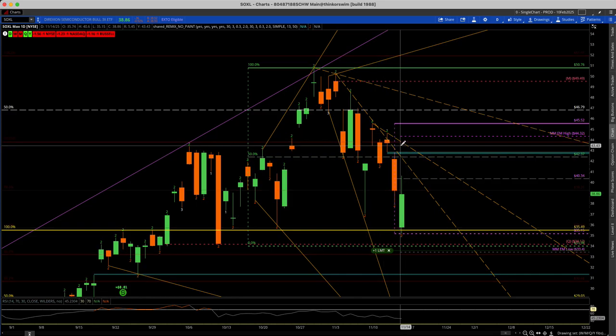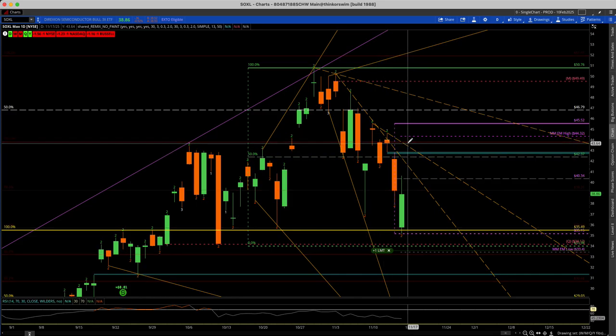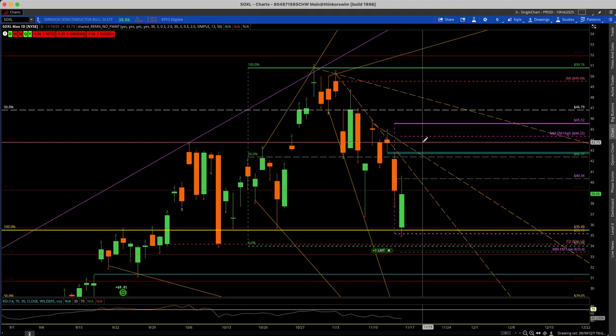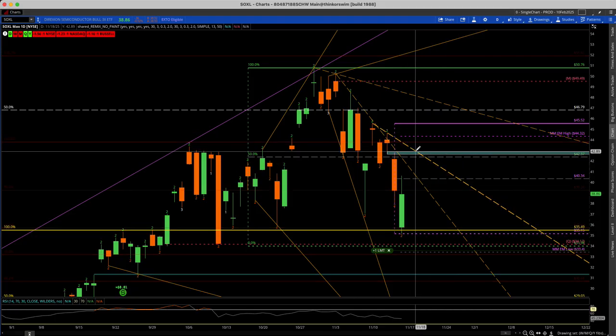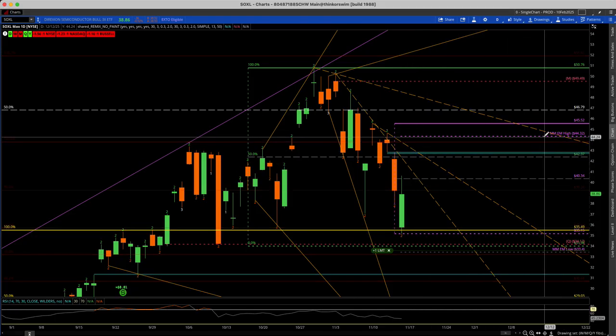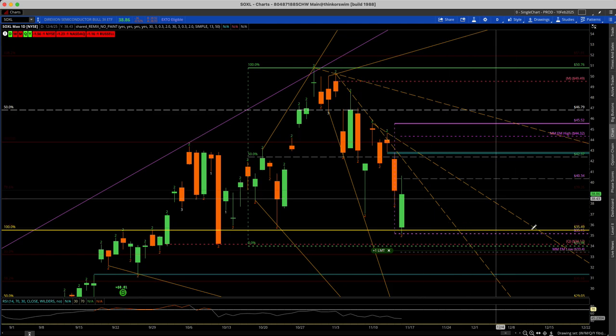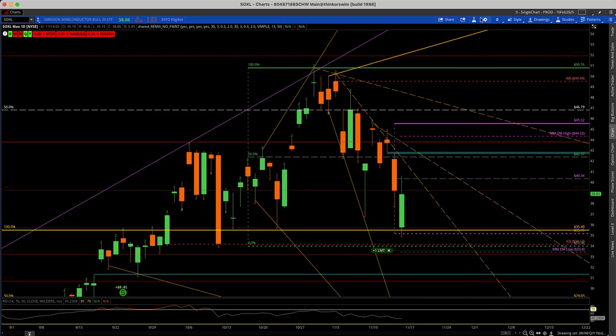So look for price to, if not reverse, slow down at that level. This is also the 100 fib extension of the April low bull flag, right? So you want to watch that level as a level of resistance. It's another reason why the market makers expected move high is around that level as well. Okay, so you see how all these levels start to play in.